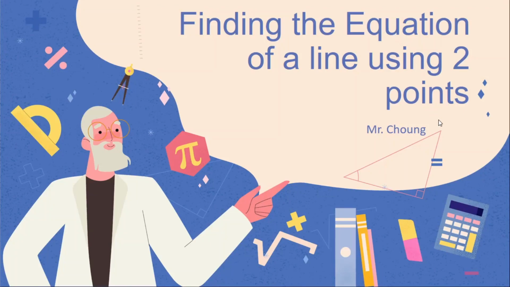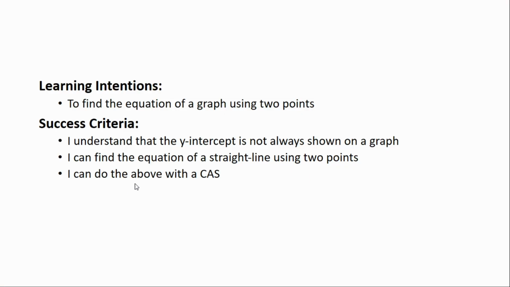This video will be about finding the equation of a line using 2 points. And by the end of this lesson, our goal is to understand that the y-intercept is not always shown on the graph, be able to find the equation of a straight line using 2 points, and do this with the CAS. So just pause the video here and take a couple of minutes to write these down.